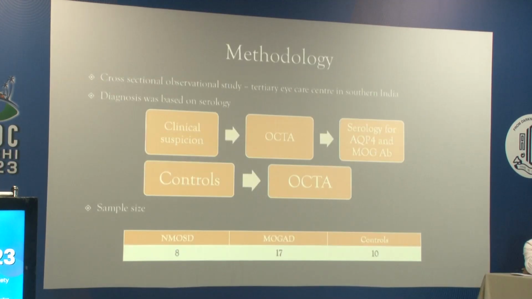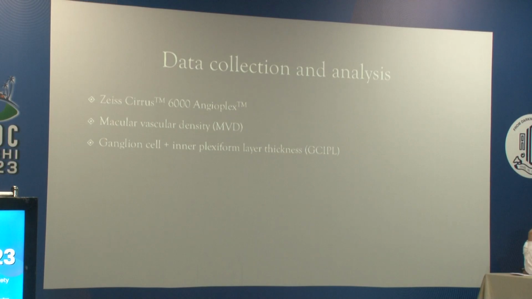So this was a cross-sectional observational study at a tertiary eye care center in southern India. And the diagnosis of NMOSD or MOGAD was based on serological testing. We had 8 patients of NMOSD, 17 MOGAD patients, and 10 healthy controls. We used the Zeiss Cirrus 6000 Angioplex OCTA system for collecting the OCTA images. And we studied macular vascular density to represent the microvascular changes and the ganglion cell inner plexiform layer thickness to represent the structural changes.